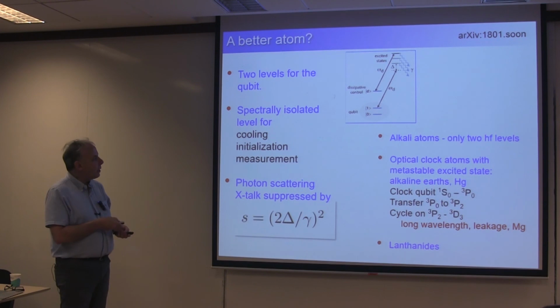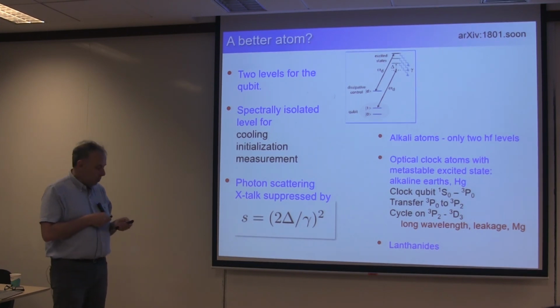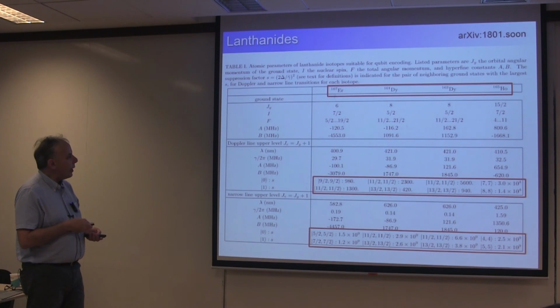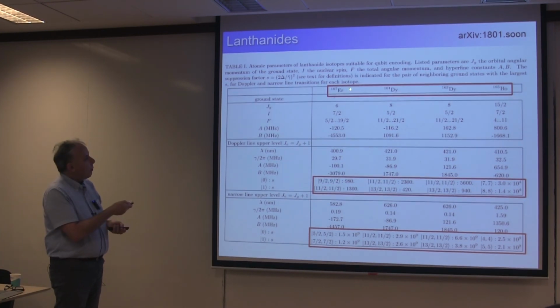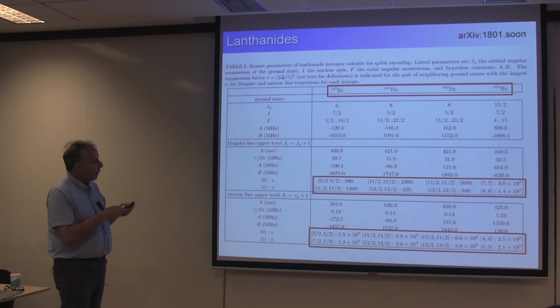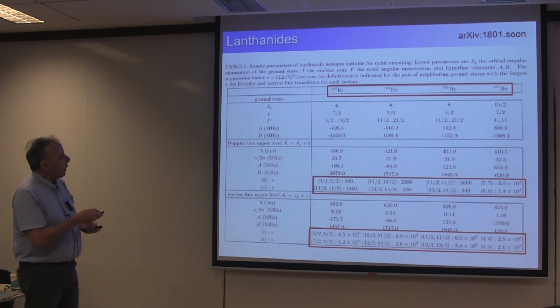And the lanthanides have multiple hyperfine ground states, so they're kind of ideally suited to implementing this kind of structure. So we went through and looked at all the lanthanides, and it turns out there's 4 isotopes that are promising. One of the erbium isotopes, 2 dysprosium, and then holmium, which just has a single isotope. There's a lot of numbers here. This is some work that we're just writing up right now.